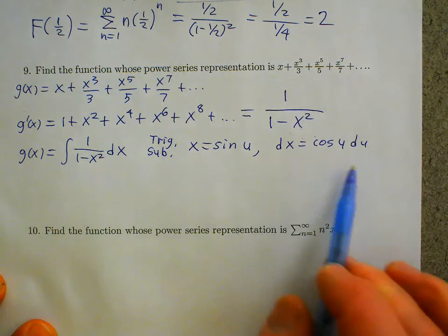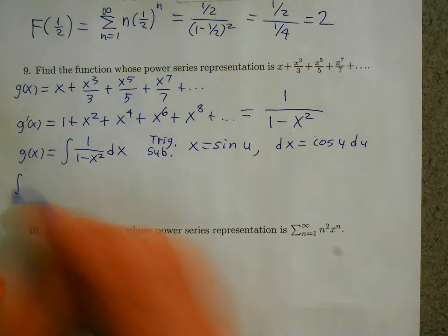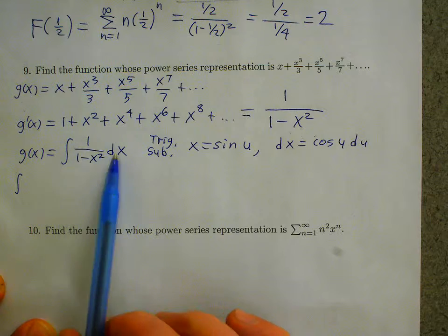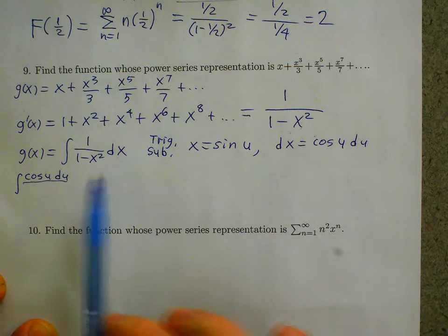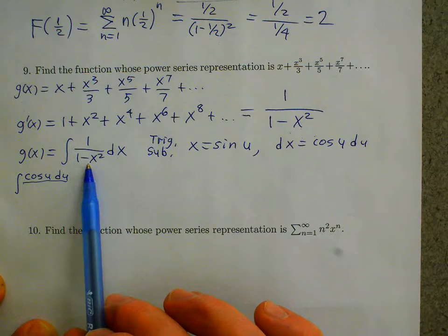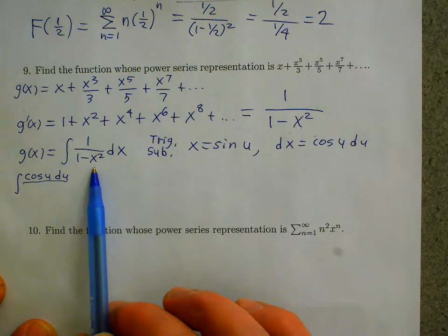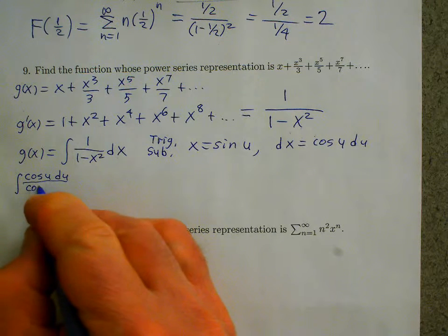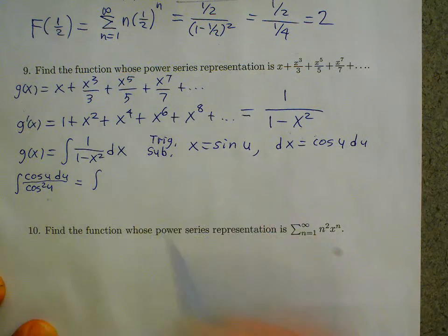I'm going to run out of space, I think. So replace 1 times dx with cosine of u du. And we can abbreviate a little bit. We've done this before. If x is sine of u, the denominator is 1 minus sine of u squared. And 1 minus sine of u squared is cosine of u squared. And cosine of u divided by cosine of u squared is 1 over cosine of u. But 1 over cosine of u is secant of u.